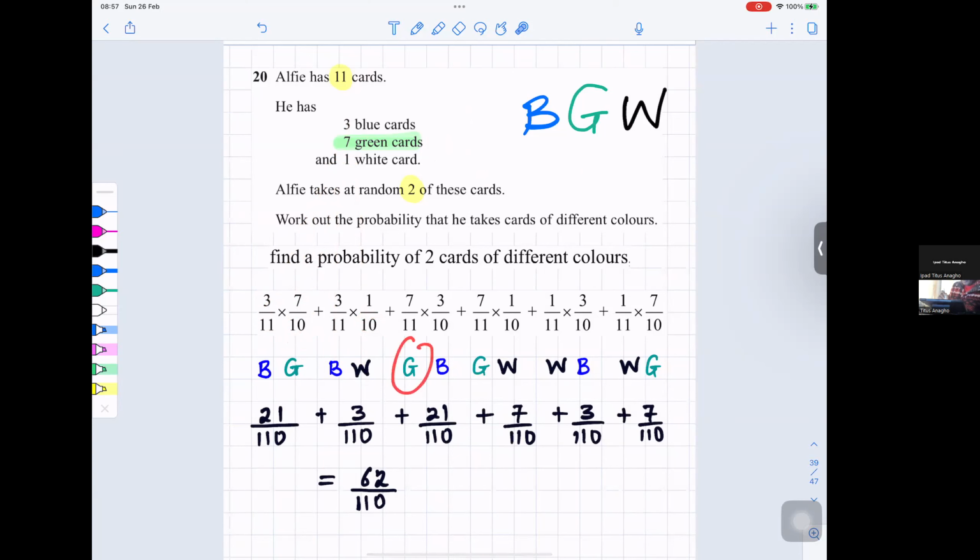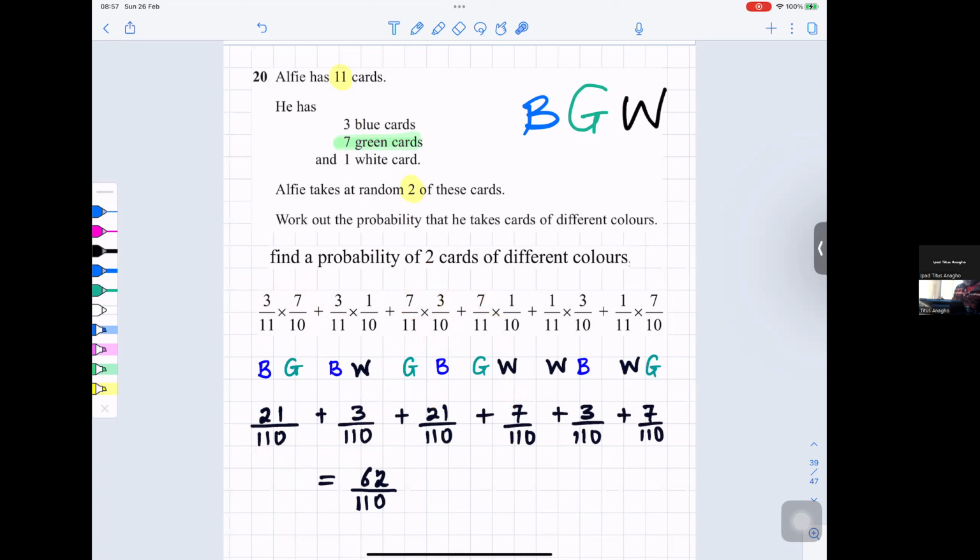You can take a green, 7 out of 11, and then after that, a blue will be 3 out of 10. You carry on for the different pairs. So blue and green, you multiply it together. 3 times 7 is 21. 11 times 10 is 110. 3 times 1 is 3. 7 times 3 is 21. 7 times 1 is 7.